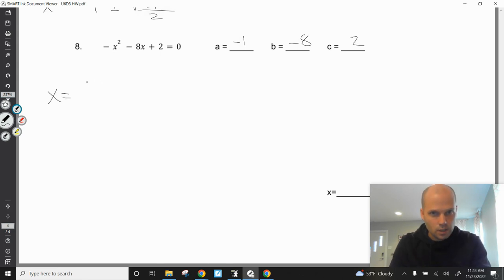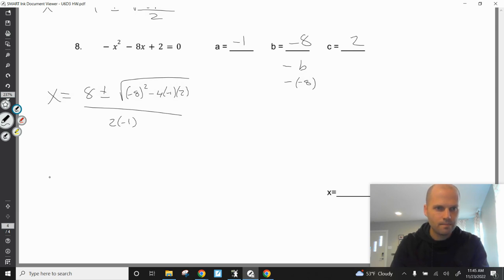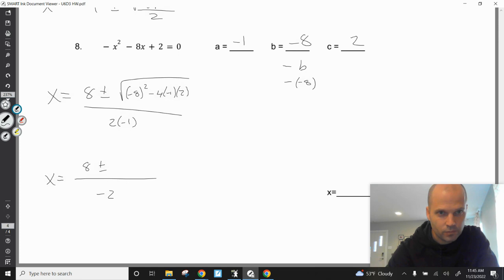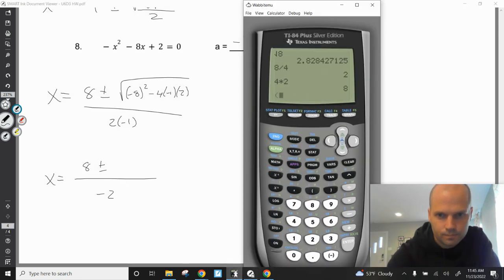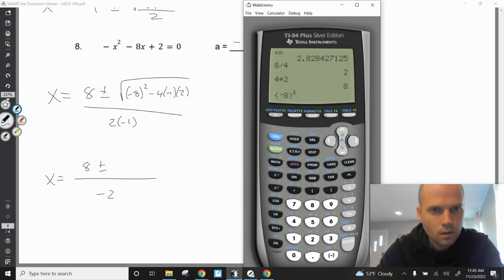X equals negative B, the opposite of B, positive 8, plus or minus the square root B squared minus 4AC all over 2A. Simplify the bottom. It's honestly fine doing this. Let's get the inside of the square root. Using parentheses when we square things.